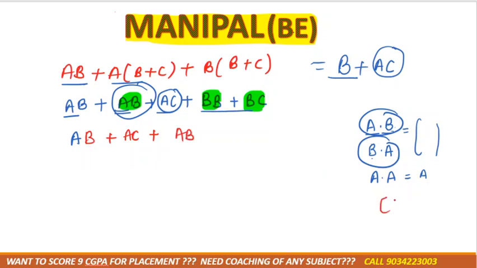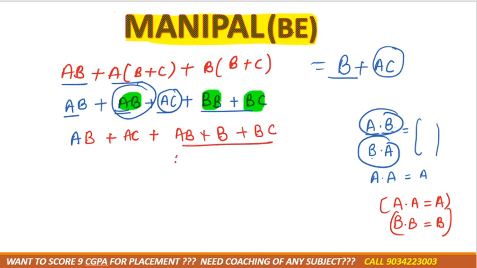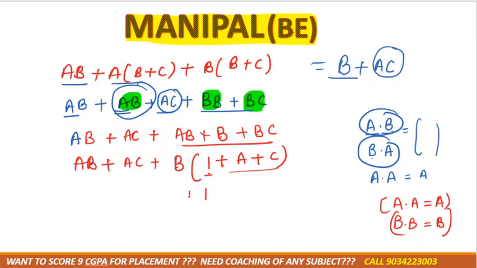If I told you A·A is how much, similarly we'll have B·B. B·B is how much? B, right? So B plus BC, correct? From here we can take B common. That would be B(1 + A + C), correct? If I add 1 to any term, that will remain 1. So that would be B·1, right? B·1 is again B, correct?